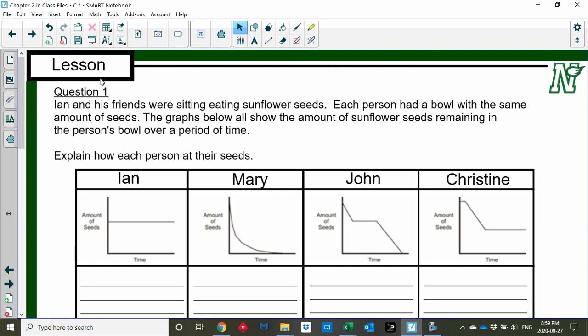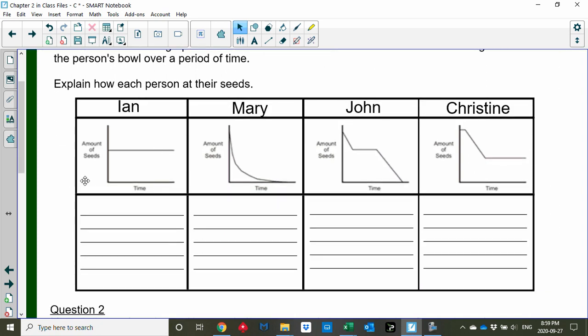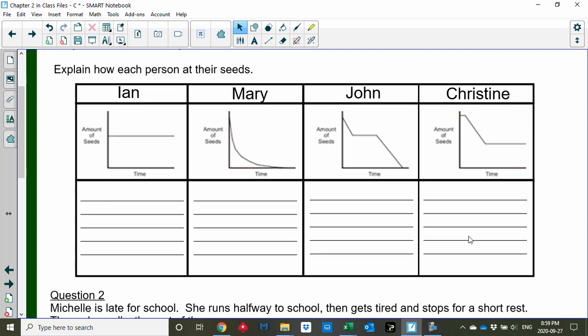You're gonna finish these handouts on DT graphs, but each of these doesn't really deal with a CBR per se, it deals with different situations. This is like a distance time graph, but the distance is the amount of sunflower seeds you eat. So Ian and his friends were sitting eating sunflower seeds. Each person had a bowl with the same amount of seeds. The graphs below show the amount of sunflower seeds remaining in the person's bowl over time. Explain how each person eats their seeds. So you can see time and the amount of seeds left in their bowl. So give a little quick story on each one.